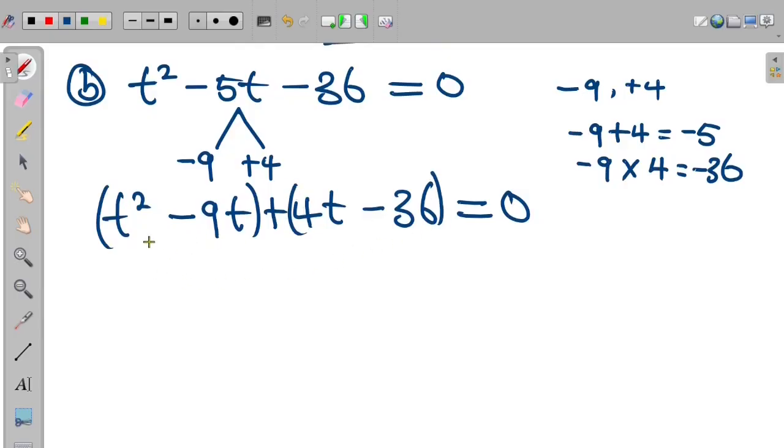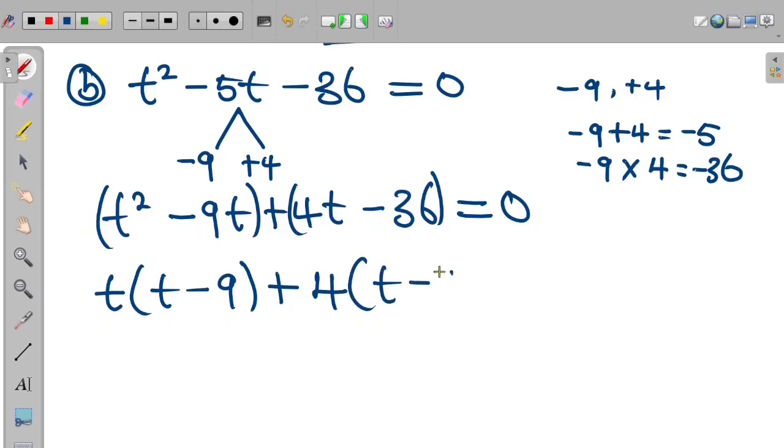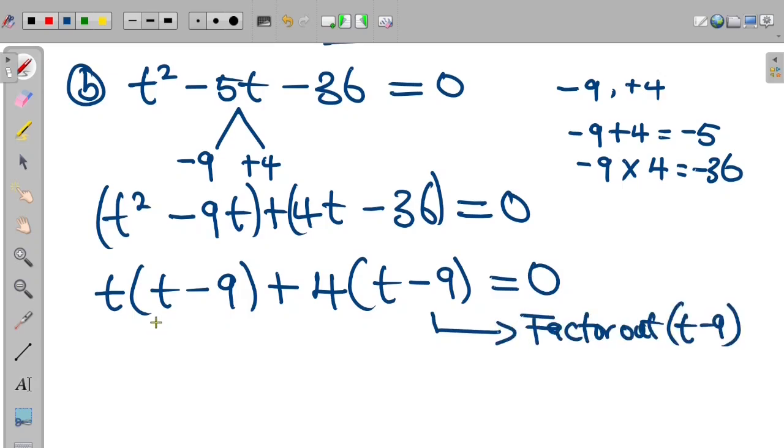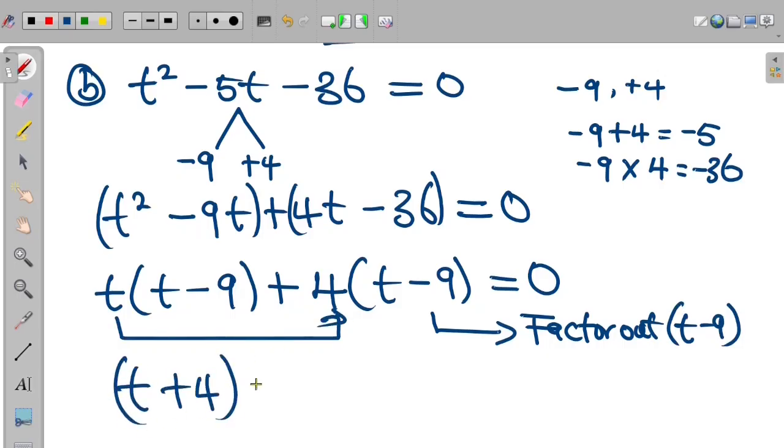Now the first bracket, the common term there is t, so we factor out t, open bracket, t minus 9, close bracket, plus, at the second bracket, the common term is 4, so we factor out 4. So we are left with t minus 9 equal to 0. So at this point, we can factor out t minus 9, and also we can combine these terms together. So we have t plus 4 multiplied by t minus 9 equal to 0.